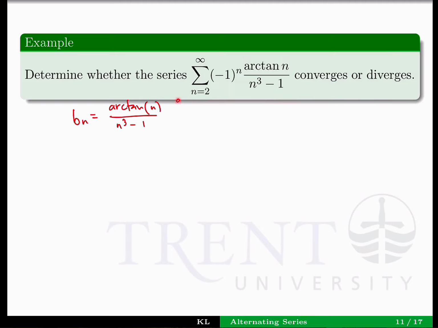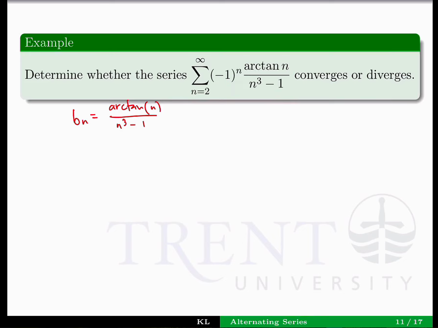However, this arctan here, this is an increasing function. The denominator here, this is also increasing. So numerator increasing, denominator increasing. It's not straightforward to show if your sequence is increasing or decreasing. So you have to find a way.